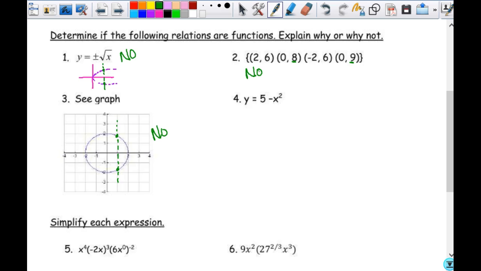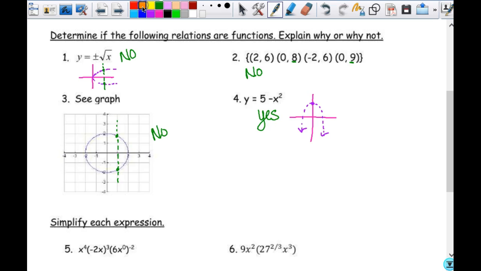Y equals 5 minus x squared. So for this one, you can look at it as a chart table of values if you wanted to, but if we go and graph this real quickly, we know that it gets shifted up 5, and then it's a negative x squared, so it looks something like this. So it's your parabola, so this one is actually going to be a yes.